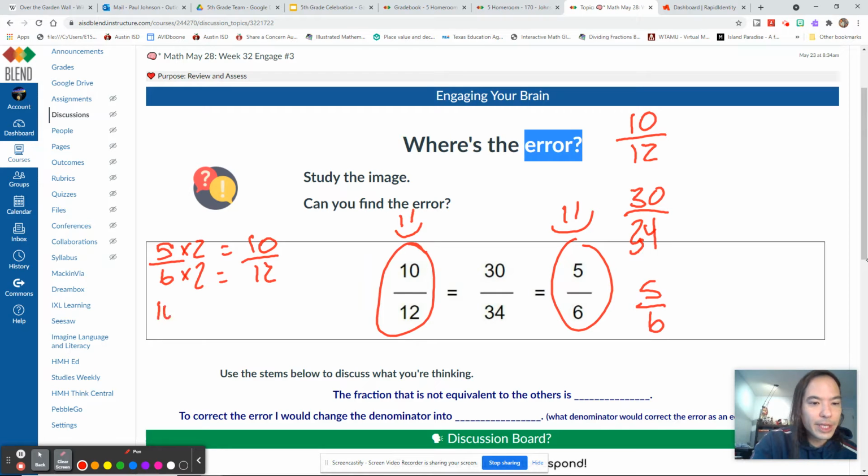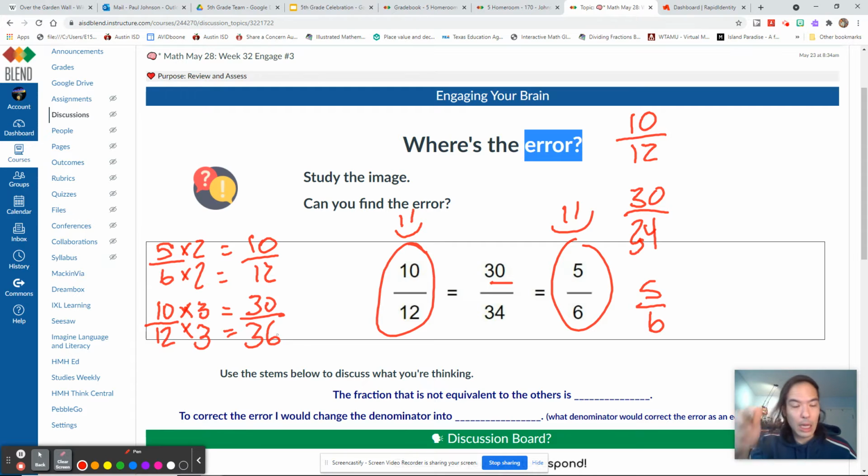So can we turn 10 twelfths into 30 34ths? Let's go ahead and just work with the numerator right now. How do we turn 10 into 30? Multiply by 3. So we'll do the same thing to the denominator and see what kind of fraction we get. So 10 times 3, 30. 12 times 3, 36. Aha!